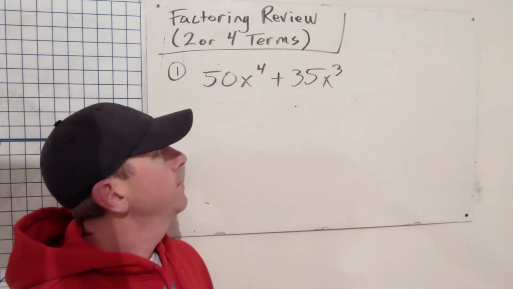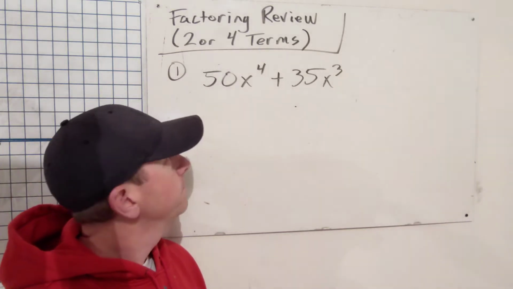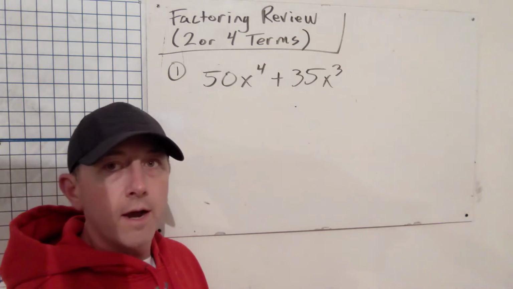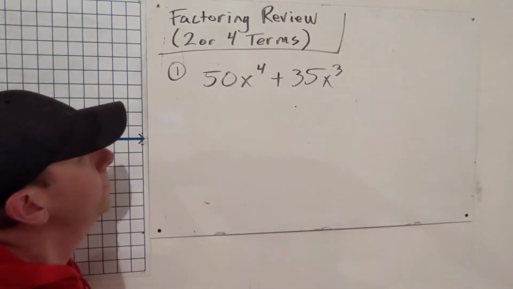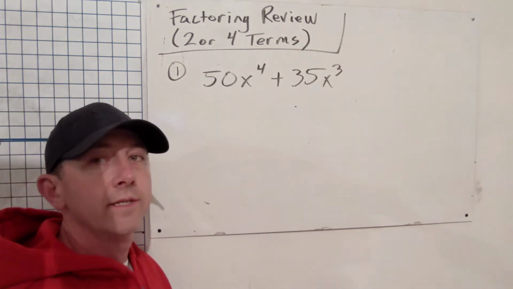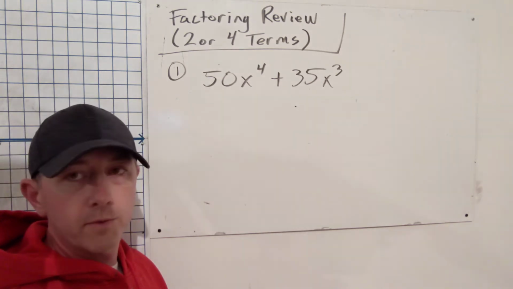All right, here we go. We're going to keep things moving here in the last week of school. We're looking at factoring review today. We've got two or four terms. So basically the non-trinomials are what we're looking to factor here.